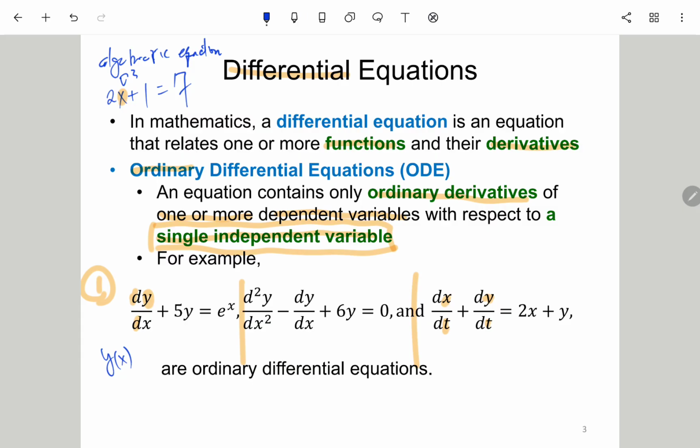And then for the third case, x and y are both unknown functions, and both of them are only functions of t. So this is x of t and y of t as the unknown functions. As long as it has ordinary derivatives, they are called ordinary differential equations.